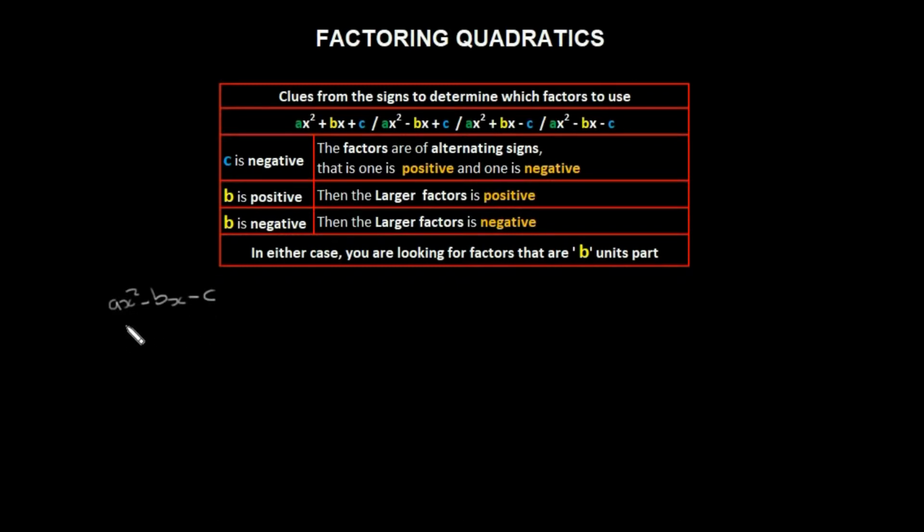Let us look at how to factorize x squared minus 5x minus 6 and how the above table will guide us whether the factors are positive or negative. Since the constant c is negative, we will have factors of alternating signs. One is positive and the other one is negative. Another important thing to note is that b is also negative, hence the larger factor is going to be negative.